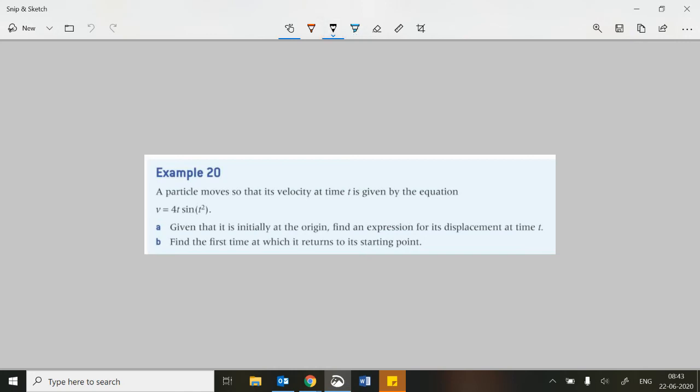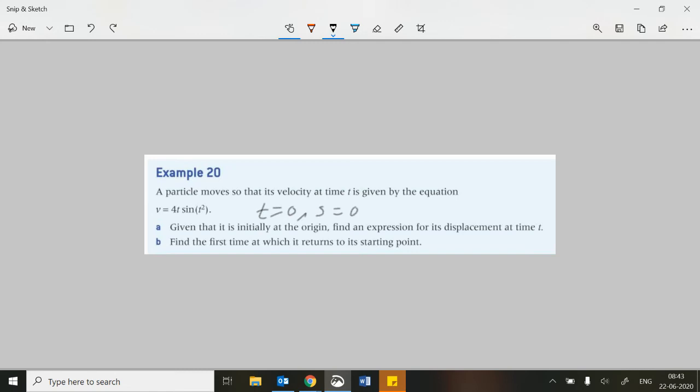So again, let's look at that. Initially means when time is at 0. Initially is the beginning. And at the origin means that your displacement is going to be 0 at that point. Find an expression for the displacement at time t. Okay, that's what we've got to do. So we know that we need to integrate the velocity to get displacement. So we're not being required to use differentiation again. We're again being required to use integration.